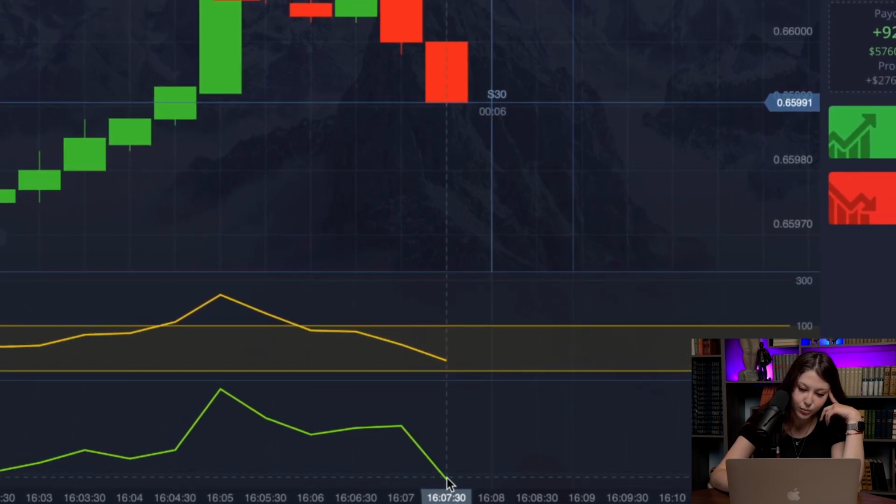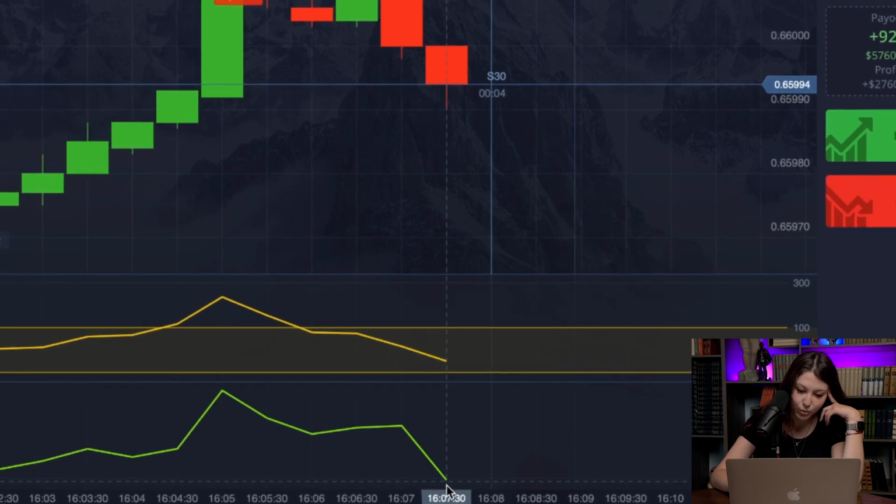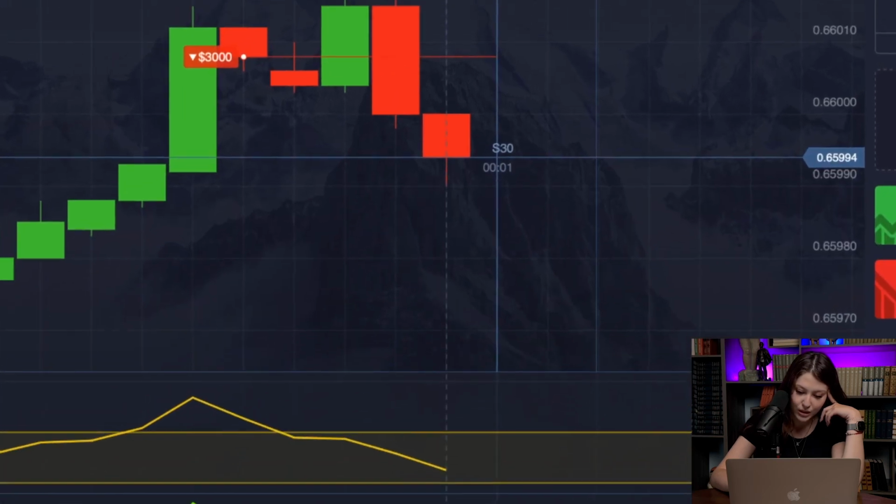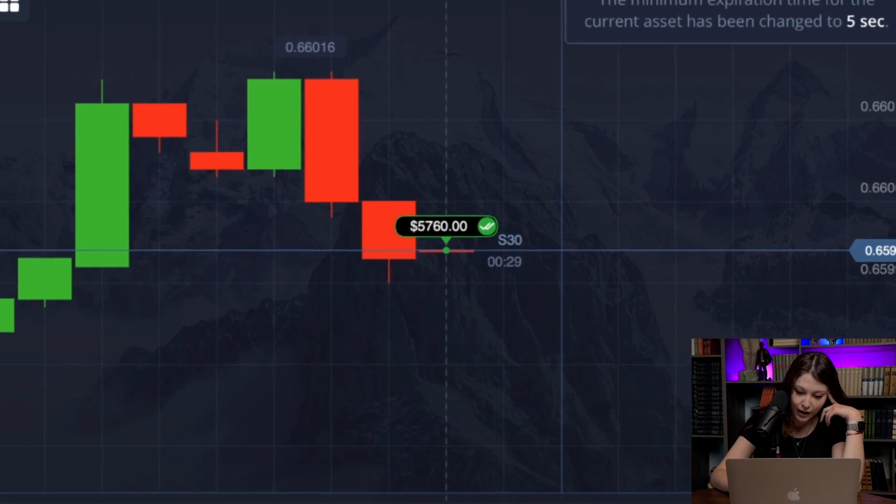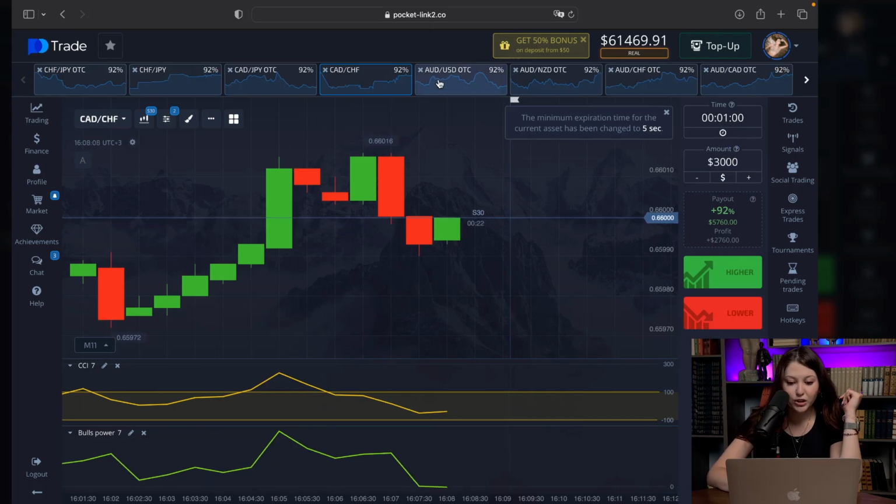And also on the bull's power we have the same moment that it's going, like you see it already has the minus, and we have a profit, guys. That's easy. So let's see other situations, other assets, because I don't want to sit in one asset. Sometimes you can do that, but I want to show you different situations when you can trade.